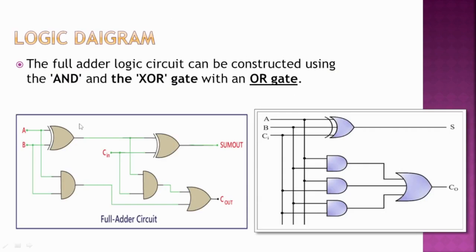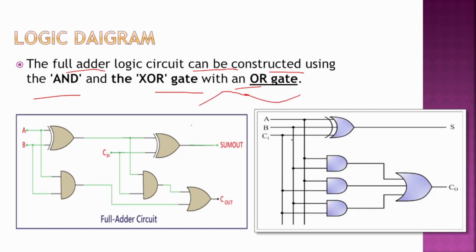This is the logical diagram of full adder. A full adder logical circuit can be constructed using the AND and the XOR gate with an OR gate. In a half adder we use the AND and the XOR gate. Here we will use one more gate, that is called the OR gate. These both will form the full adder logical circuit.